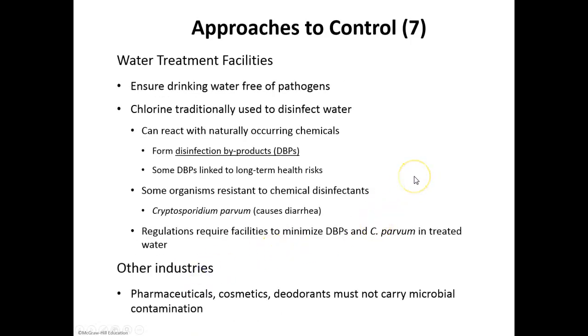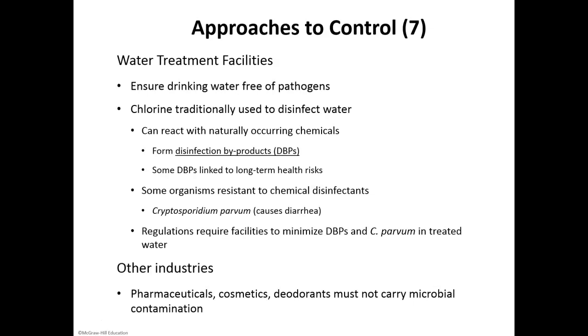The last environment we're looking at is water treatment facilities. These are going to need to treat the drinking water so that we can drink it and it's free of pathogens. The most common mechanism is chlorine, so we add chlorine to our drinking water. This kills the majority of any pathogens that could potentially be there. It does not get rid of certain organisms.